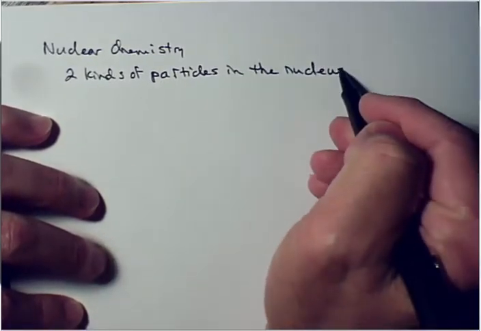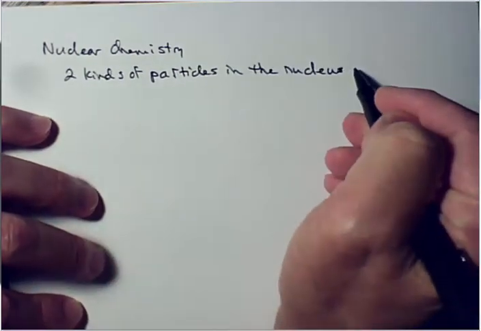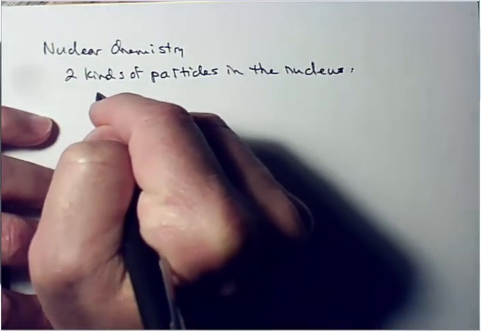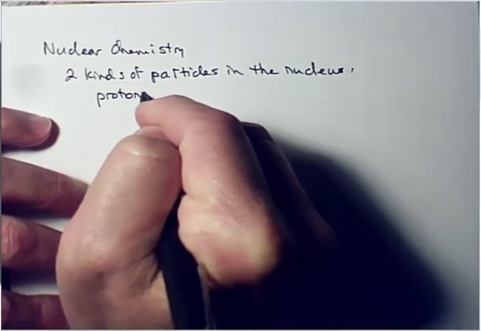Okay, two kinds of particles in the nucleus. They are, everybody knows this, right? Protons and neutrons.